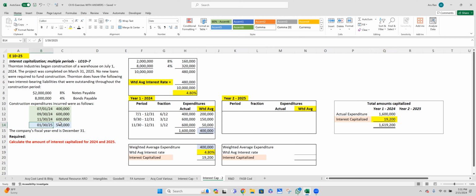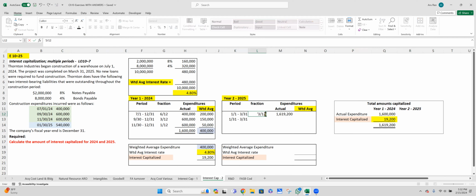January 30th, I incurred another $540,000 in expenditure. So first, let me start out with, I'll show you what this number is. This number, 1,619,000, I bring that over here. This is the actual plus the capitalized number for the second year, multiplied by 3 over 3. Okay, sorry, it should be 3 over 12.